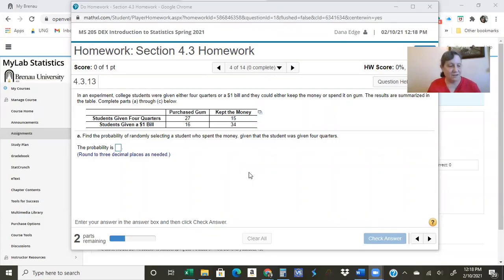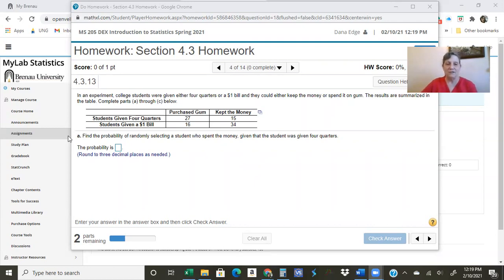So here is one sample problem. We've got a table here that says in an experiment, college students were given either 4 quarters or a $1 bill, and they could either keep the money or spend it on gum. The results are summarized in the table. Complete the parts A through C below.